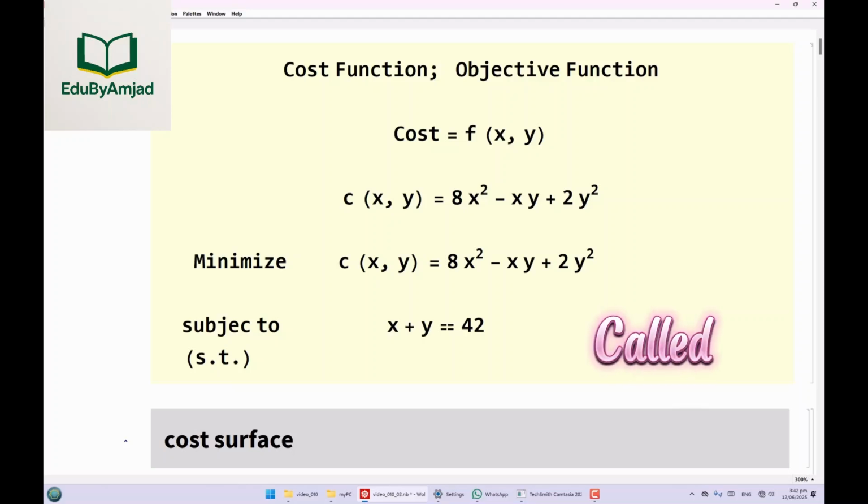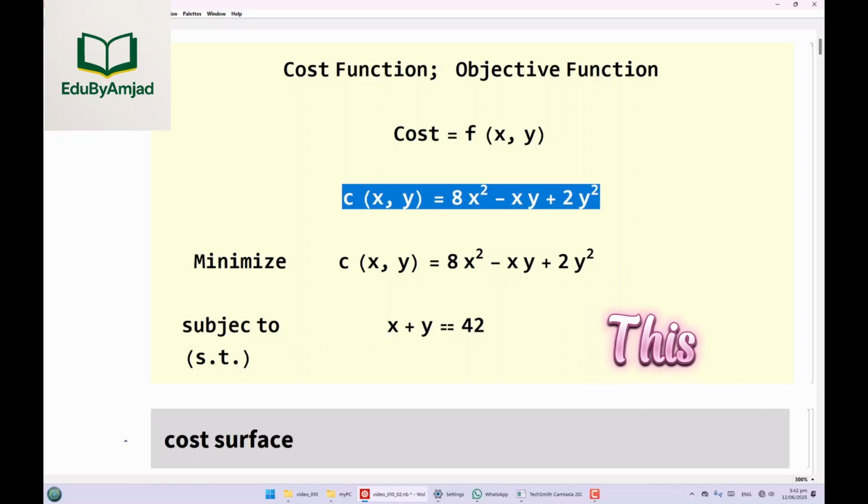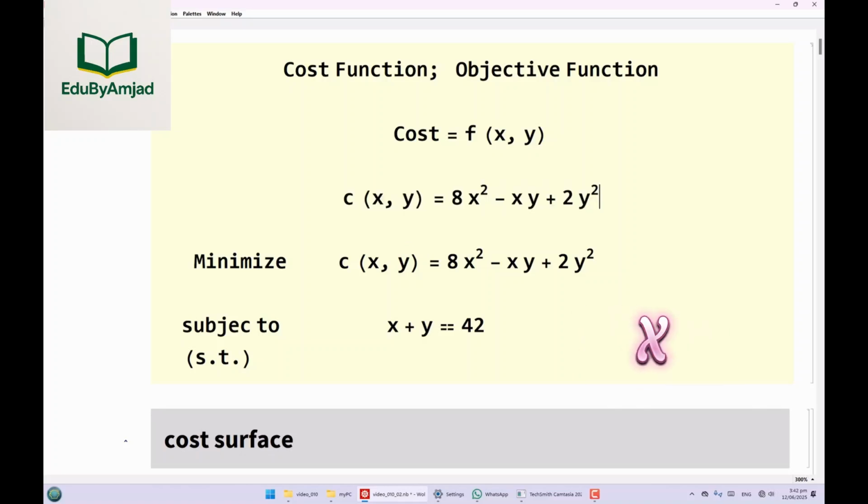Here we have what is called a constraint optimization problem. A producer is producing a good and utilizing two inputs, x and y. The cost function of utilizing these inputs is this: 8x squared minus xy plus 2y squared. It is also called the objective function in our context.